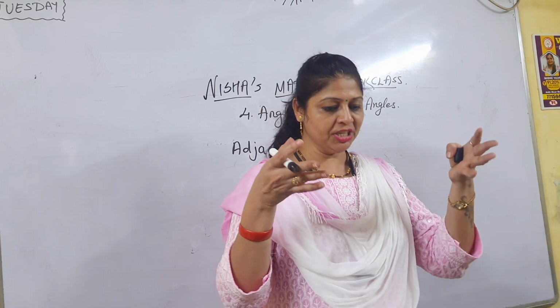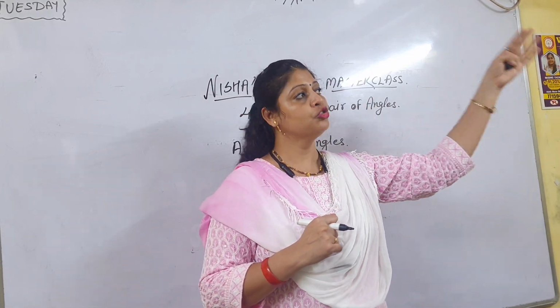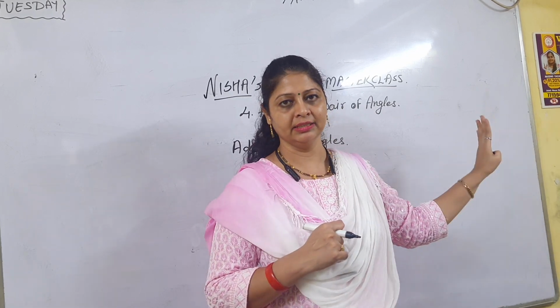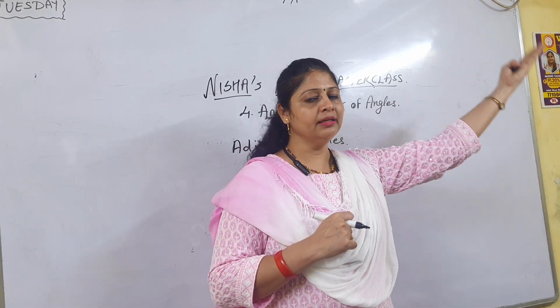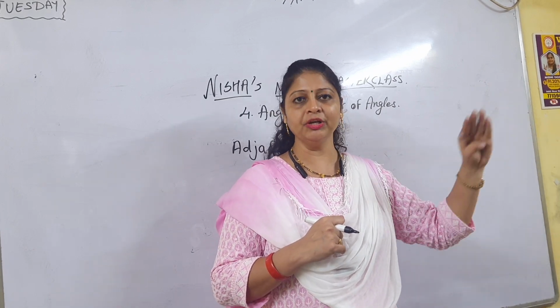Now see children, this is our classroom. Beside it, another classroom is there. Between this classroom and the other classroom, one wall is there, correct? So this classroom and the neighboring classroom are adjacent. Understood the meaning of adjacent?